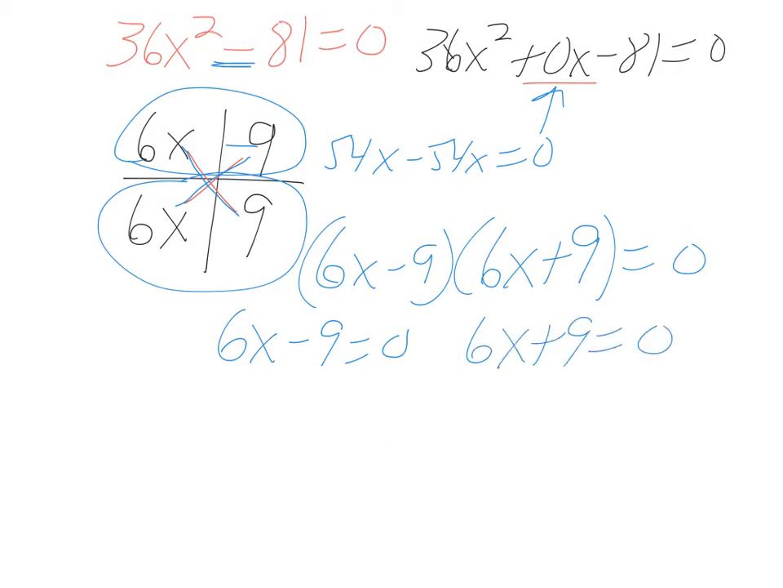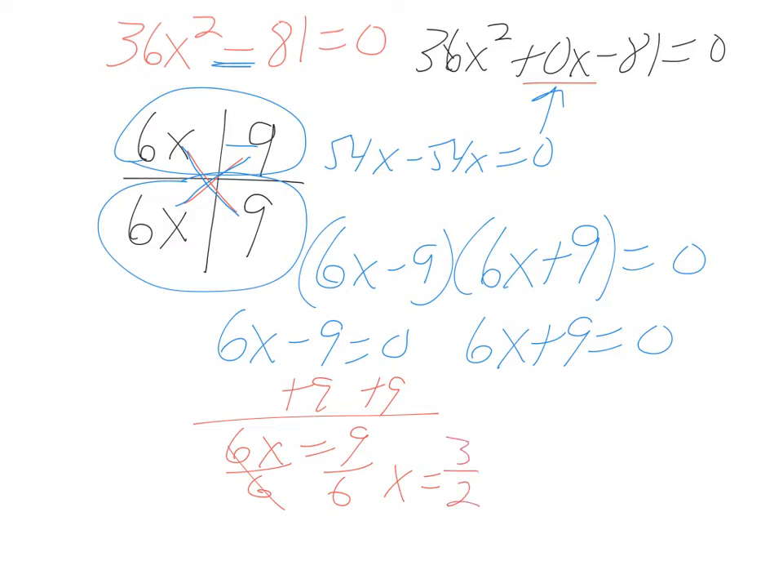And then you just solve your equation. Plus 9, so it'd be 6x equals 9, divide by 6, so x equals 9 over 6, which simplifies down to 3 over 2. So don't put it in decimal, just leave it as a fraction, just simplify that fraction. So that's one answer right there.